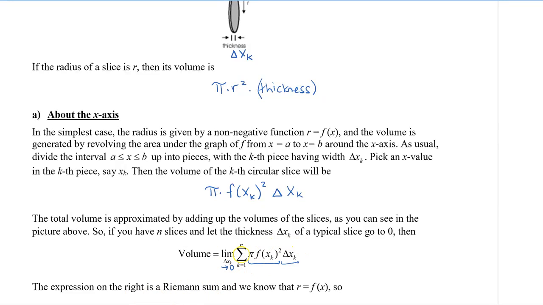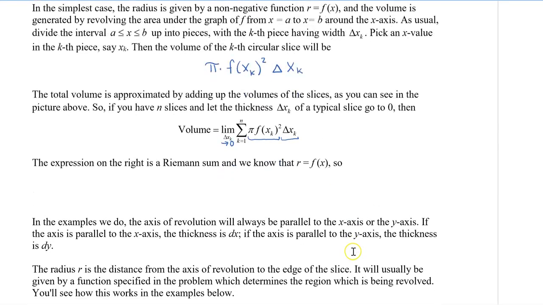So the expression on the right is a Riemann sum, and we know that the radius is equal to f of x. So we can change this into: the volume is equal to the integral from a to b of pi times f of x, all squared, dx.